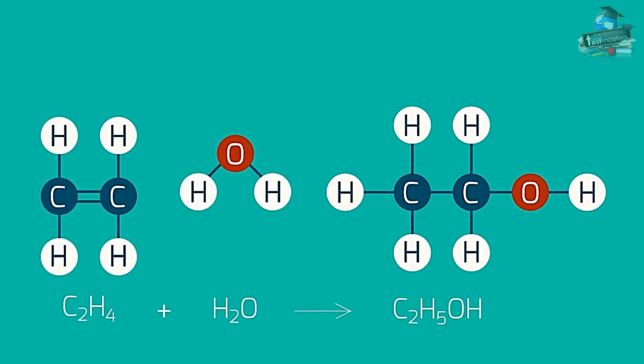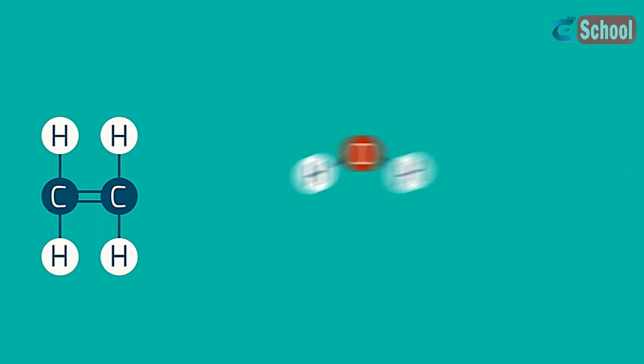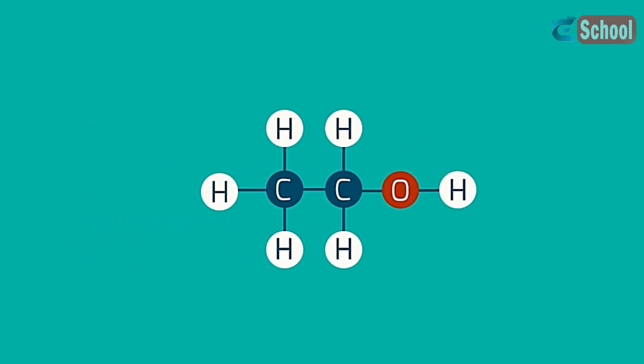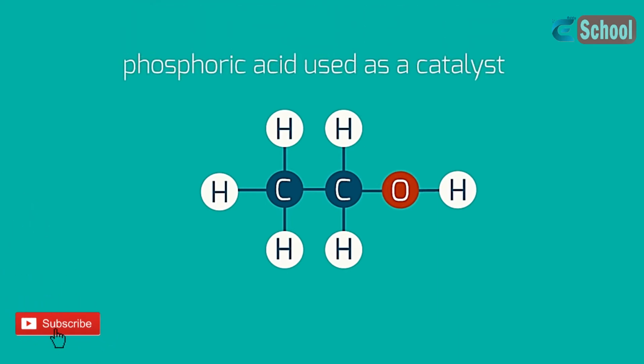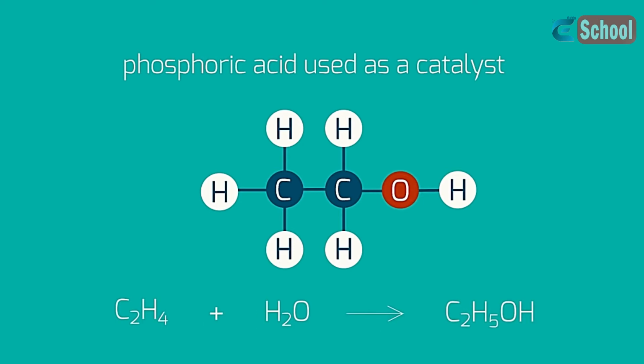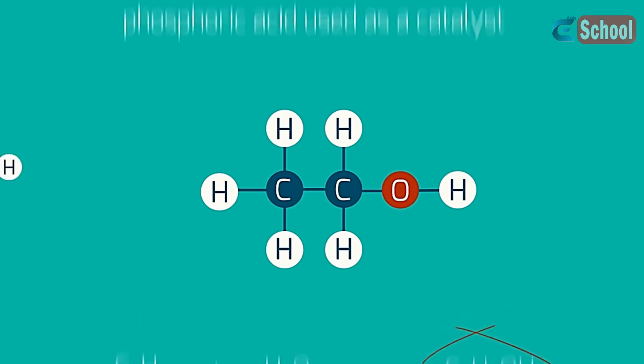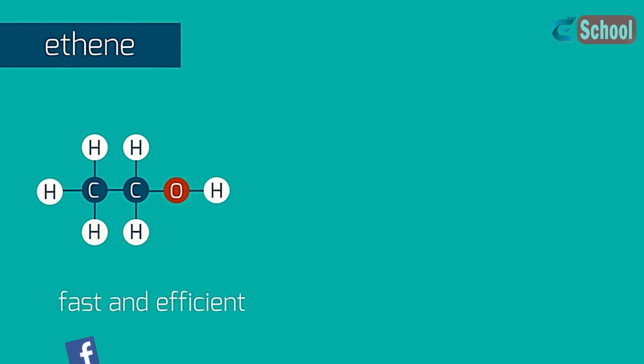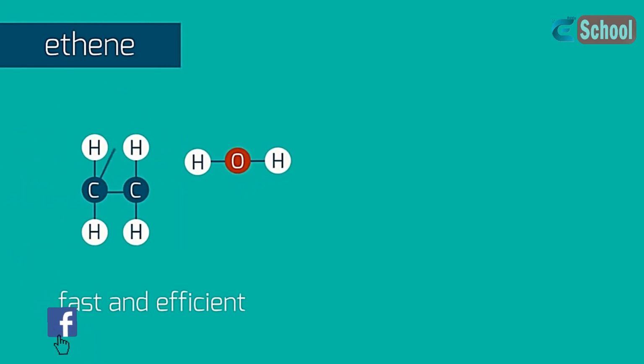It's reacted with the ethene in steam form, and the ethene double bond breaks open, allowing addition of H2O. Phosphoric acid is used as a catalyst. Note that ethanol is the only product in this reaction. The ethene route is faster and more efficient as there is no waste product formed, only the useful one.